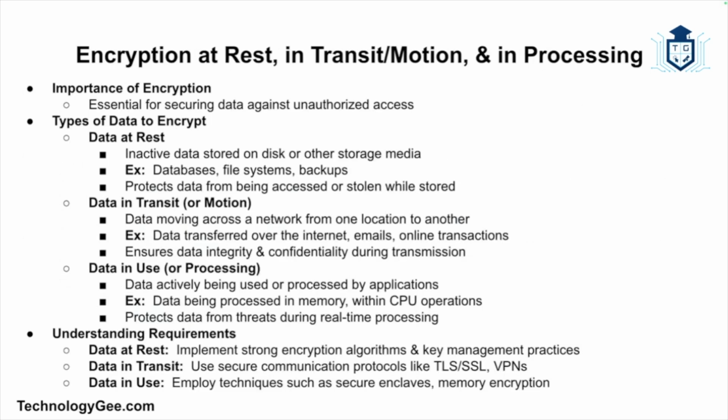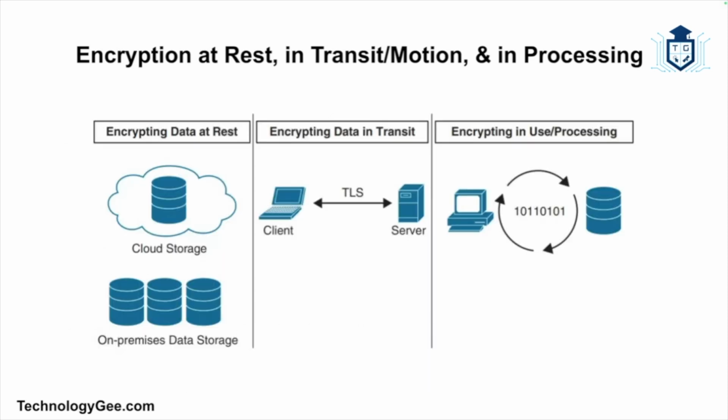All right, next let's talk about encryption at rest, in transit or motion, and in processing. So what do you need to encrypt? Without a doubt, you need to encrypt data. More specifically, you need to encrypt 3 types of data. That is data at rest, data in transit or motion, and data in use or data that's being processed. Now, understanding the unique requirements for securing these data states is essential for a robust cybersecurity strategy. This picture provides a visual representation to help you grasp these concepts more effectively.